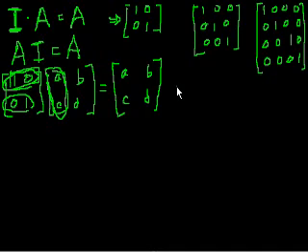So that's interesting. You have the identity matrix. Now, if we wanted to complete our analogy, let's think about it.